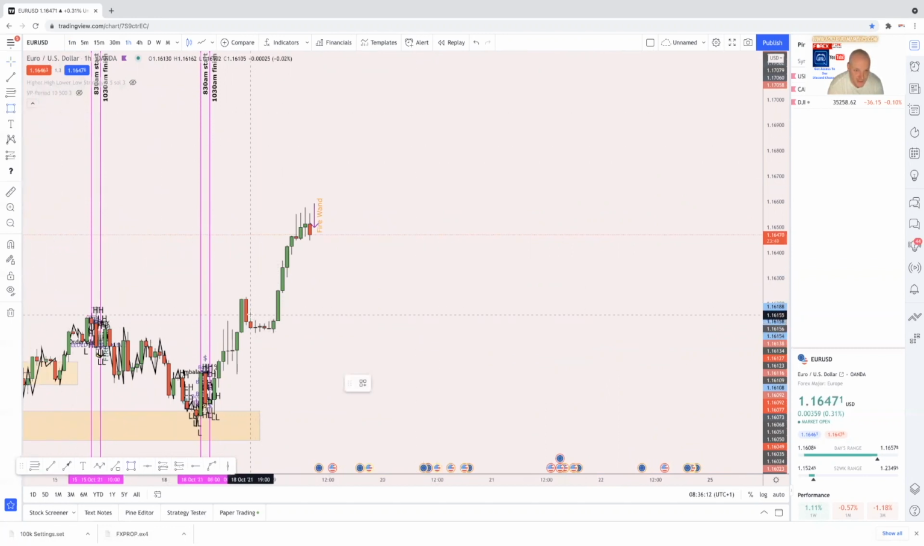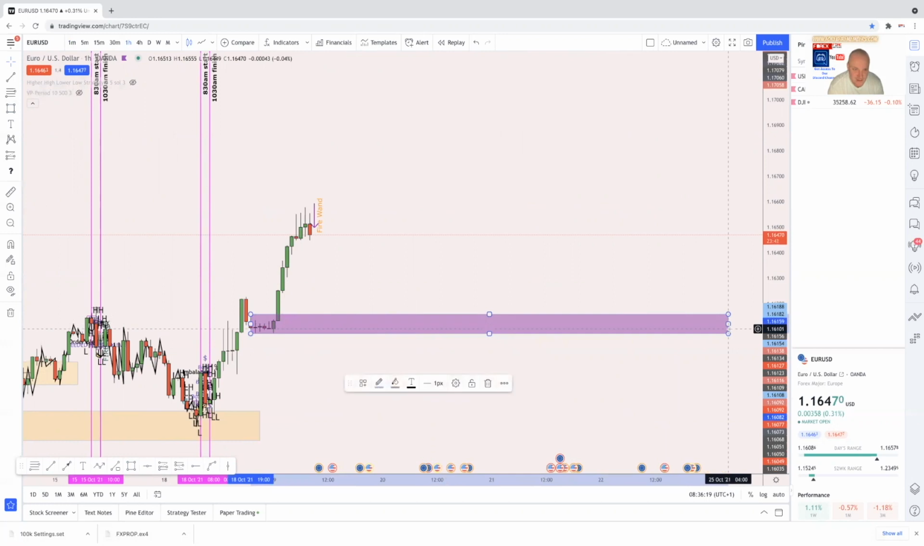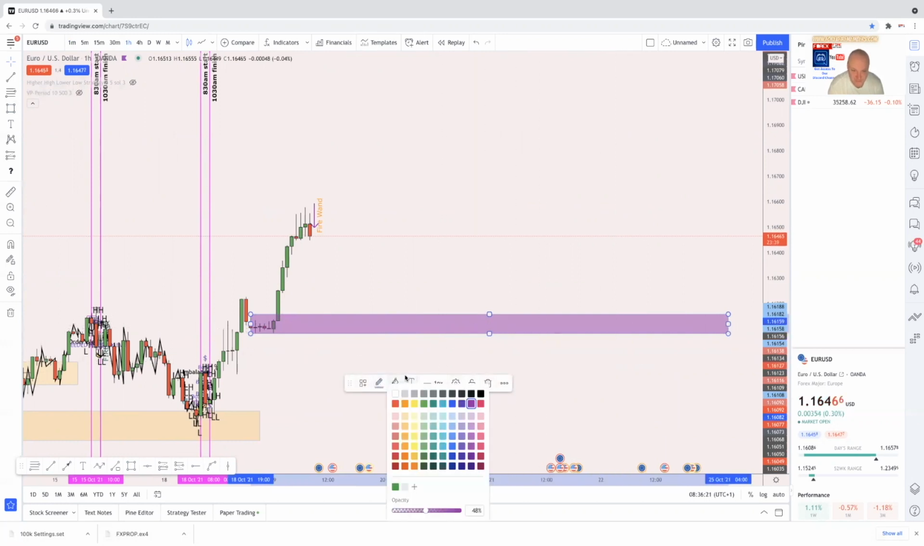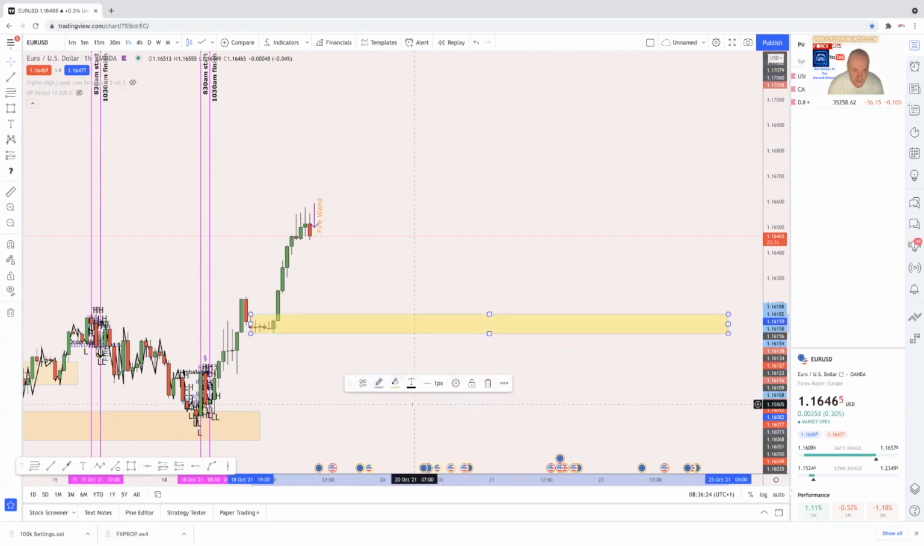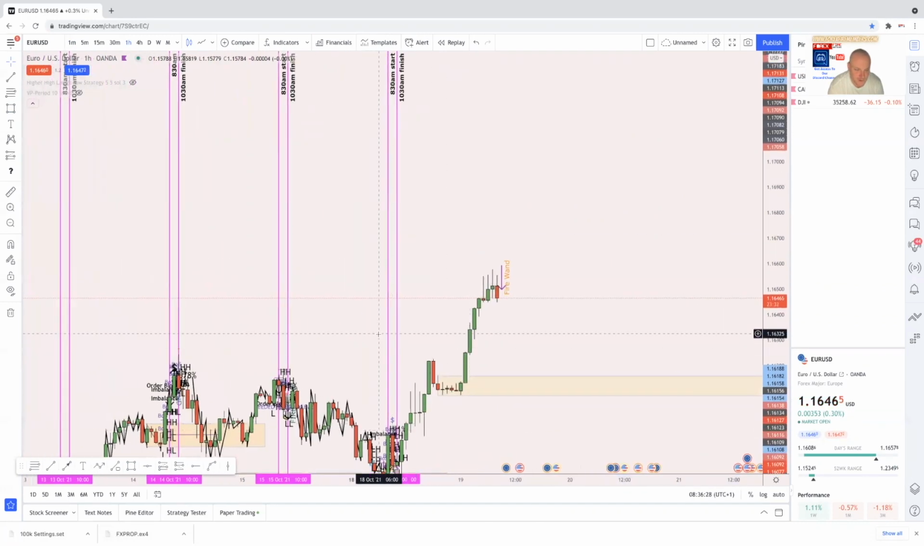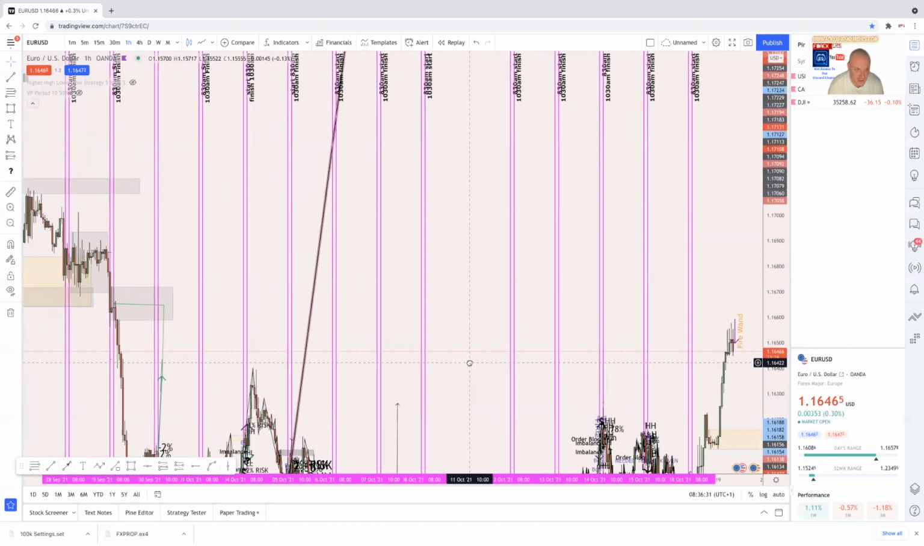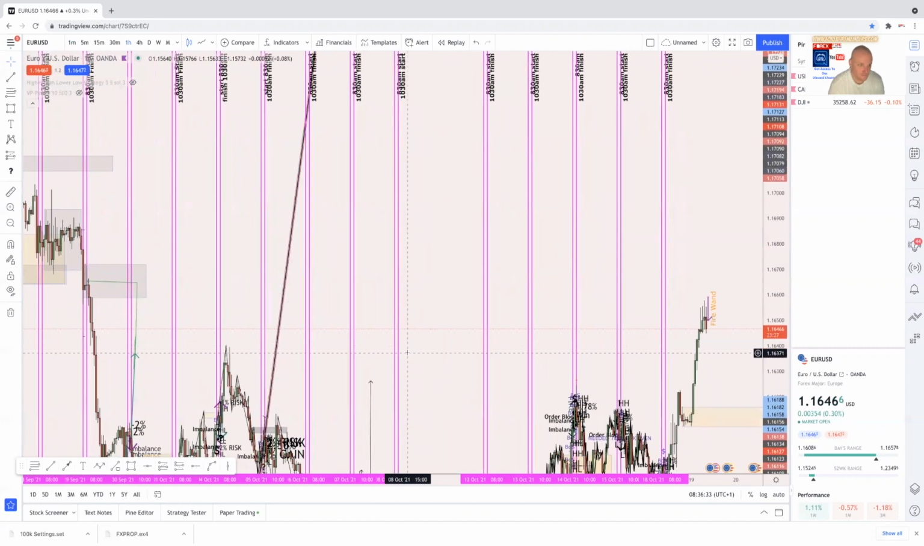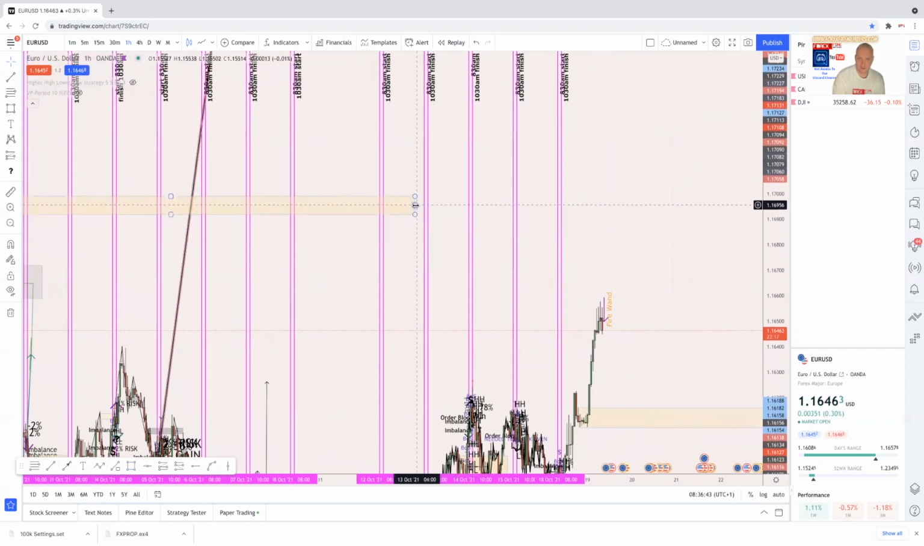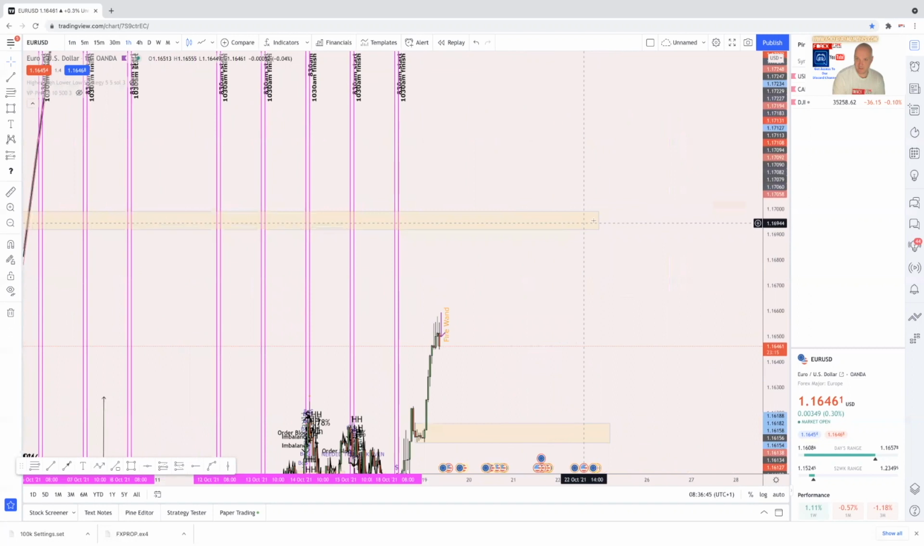I just want to set that area there. Even though this is indecisiveness, I want to set those candles there as a demand area. Okay, so that's going to be our demand area. On the higher side, I'm going to get that one out. We're going to have that as a target area.